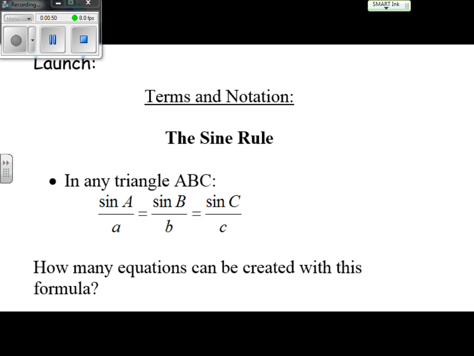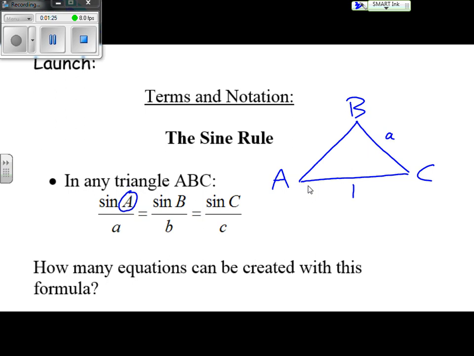So the formula: in any triangle ABC, the sine of A over A is equal to the sine of B over B equals the sine of C over C. Well, if we didn't have our previous lessons, this would seem like a little bit of gibberish to us. However, we know that big A, or capital A, is an angle. And so if we draw a triangle here and label it A, B, C, we know that, again, A, B, and C are our vertices.